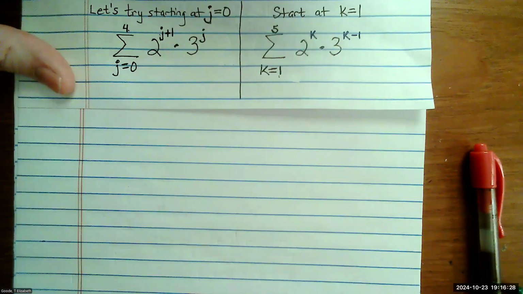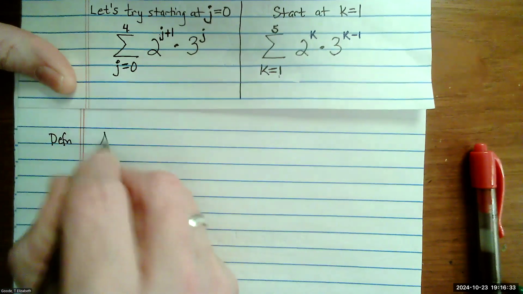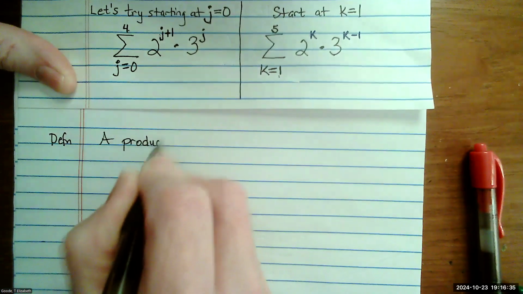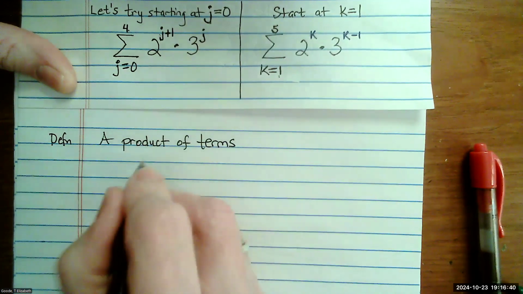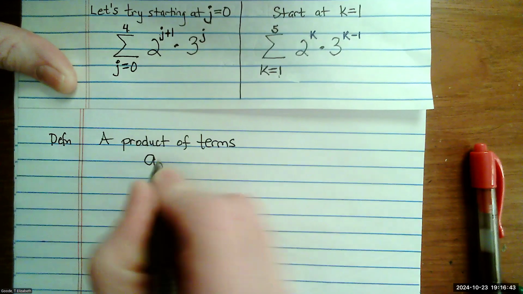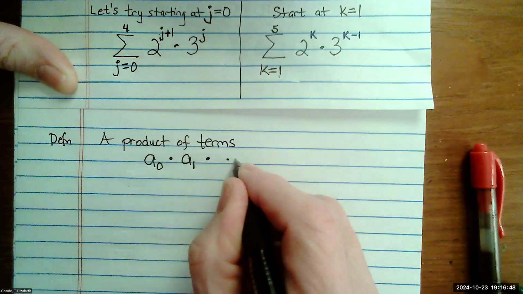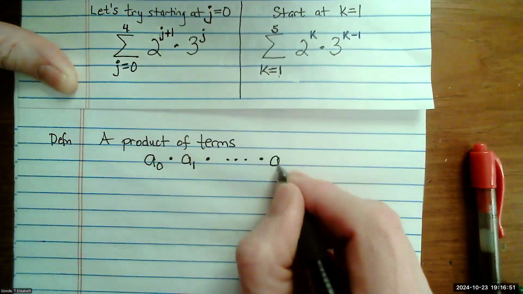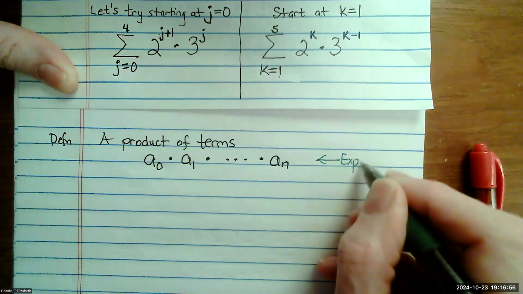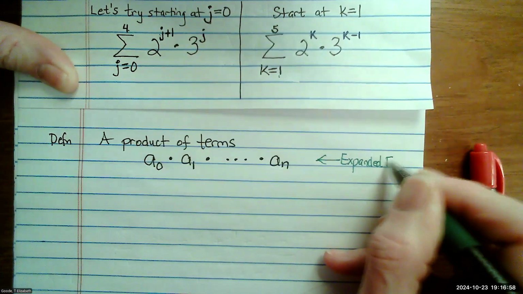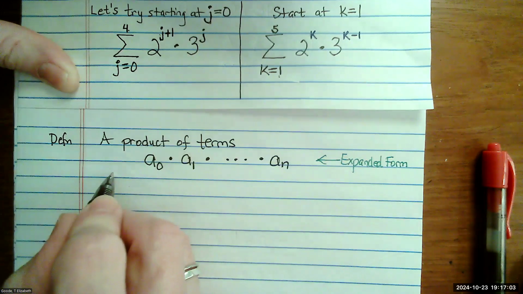So let's look at the definition of the product notation. And again, I'm simplifying it. A product of terms. So now these terms are getting multiplied. I'm going to start with indexing at 0. A sub 0 times a sub 1 times dot dot dot times a sub n. And again, this is called expanded form because we're seeing all the factors expanded out. Can be expressed using the product symbol.